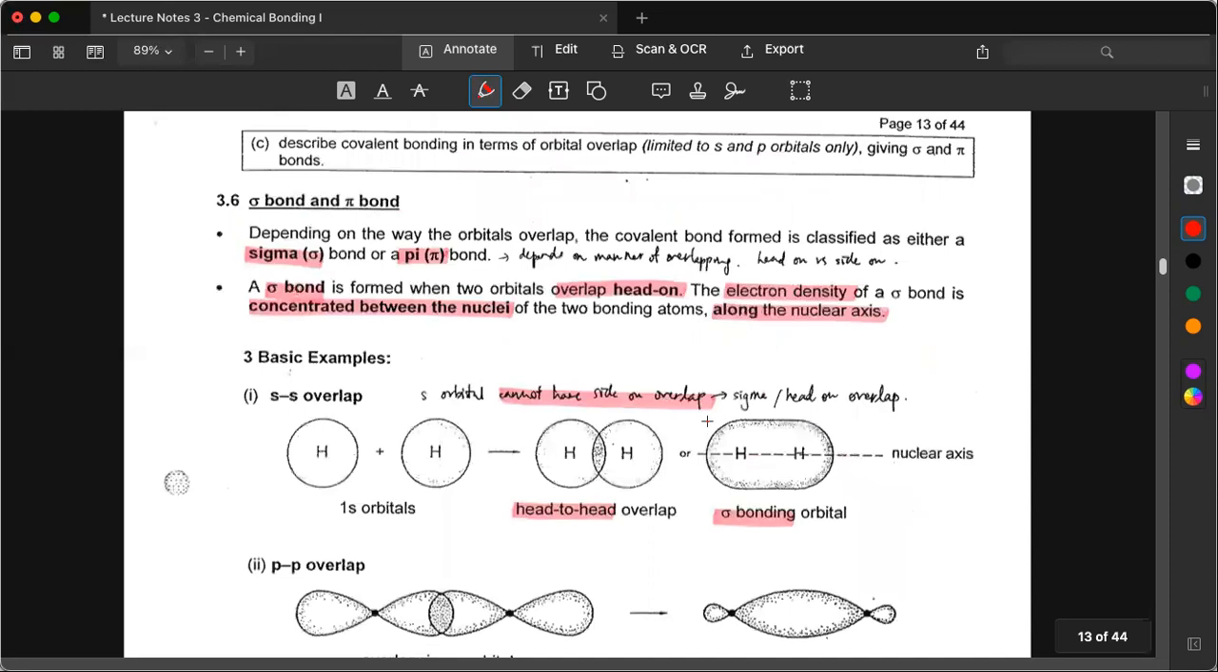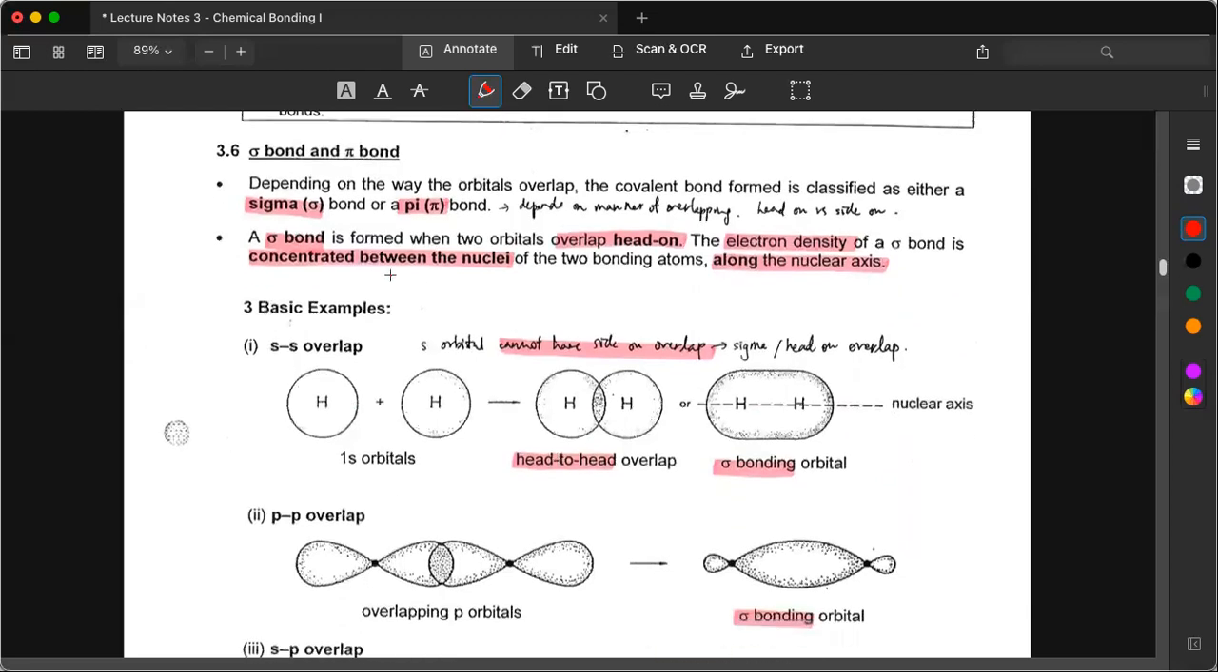Now, let's talk about sigma and pi bonds, depending on the way the orbitals overlap. Overlap means the orbitals come together and the electrons move between the orbitals. So the covalent bond itself can be classified as either a sigma or pi bond. A sigma bond is formed when two orbitals overlap head-on, head-to-head. So the electron density of the sigma bond is concentrated between the nuclei of the two bonding atoms along the nuclear axis. So we have s-s overlap.